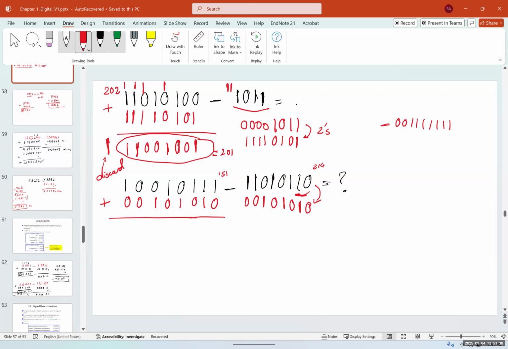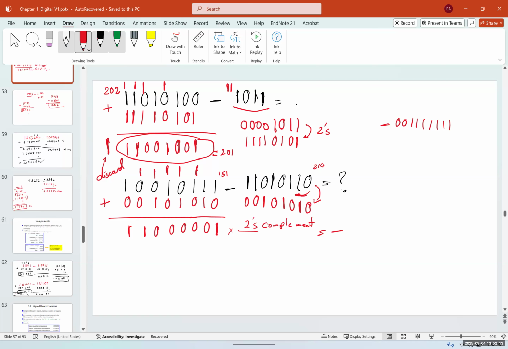Too many 1s and 0s, I get confused. 1 plus 0 is 1. 1 plus 1 is 1, 0. 1 plus 0 is 1, 0. 1 plus 0 plus 1 is 1, 0. 1 plus 1, 1, 0. 1 plus 1, 1, 0. 1 plus 0 plus 0 is 1, and 1 plus 0 is 1. So as we can see here, we don't have any end carry. Therefore, we know that this is not our correct answer, and we have to find the 2's complement. And the negative of this 2's complement would be our answer.